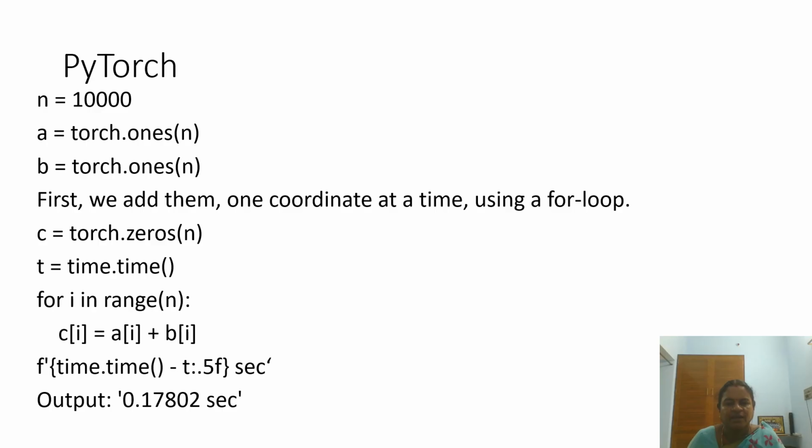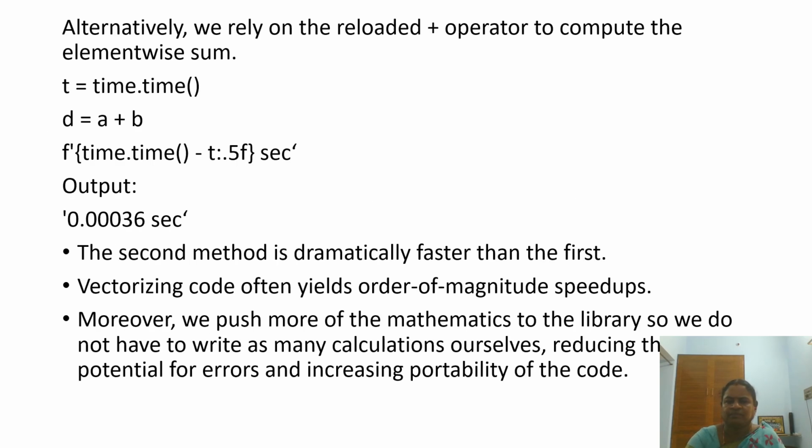In this method, it takes 0.17802 seconds to complete this operation, whereas alternatively, it can be overloaded with the plus operator to compute the element-wise sum. So here it takes 0.0036 seconds. So the second method is dramatically faster than the first method.